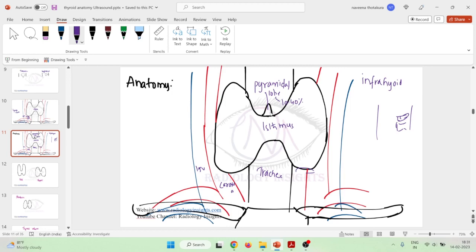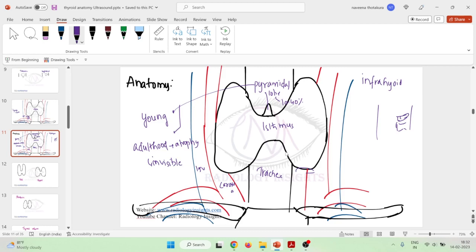This is seen most commonly in younger patients. As age advances, this pyramidal lobe starts to atrophy, and it will become completely invisible by the time the patient reaches adult age.